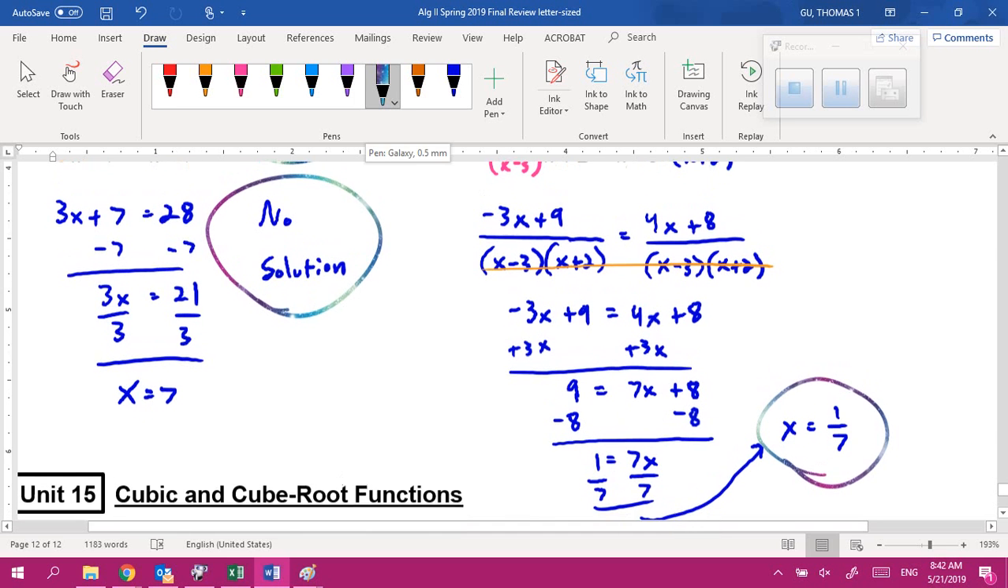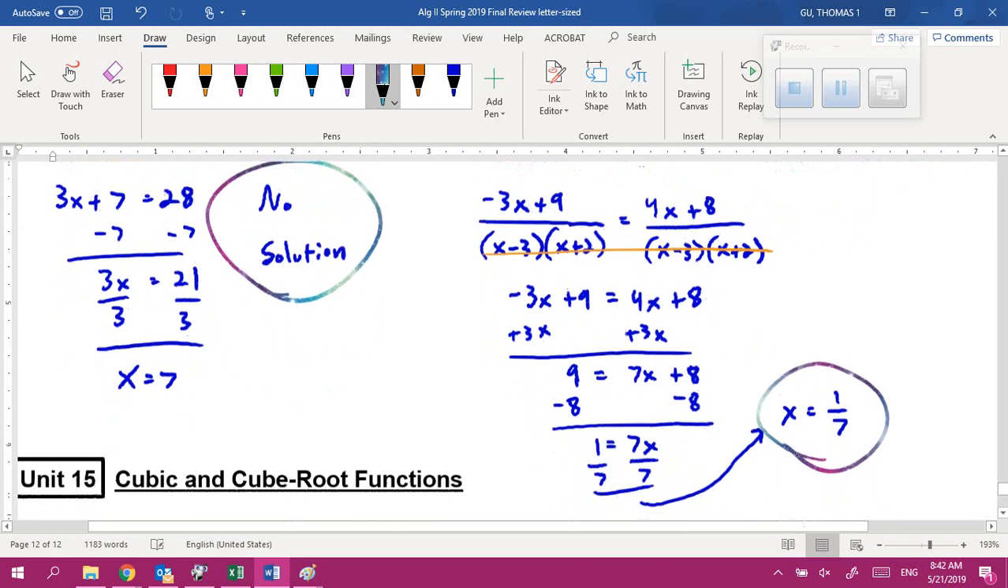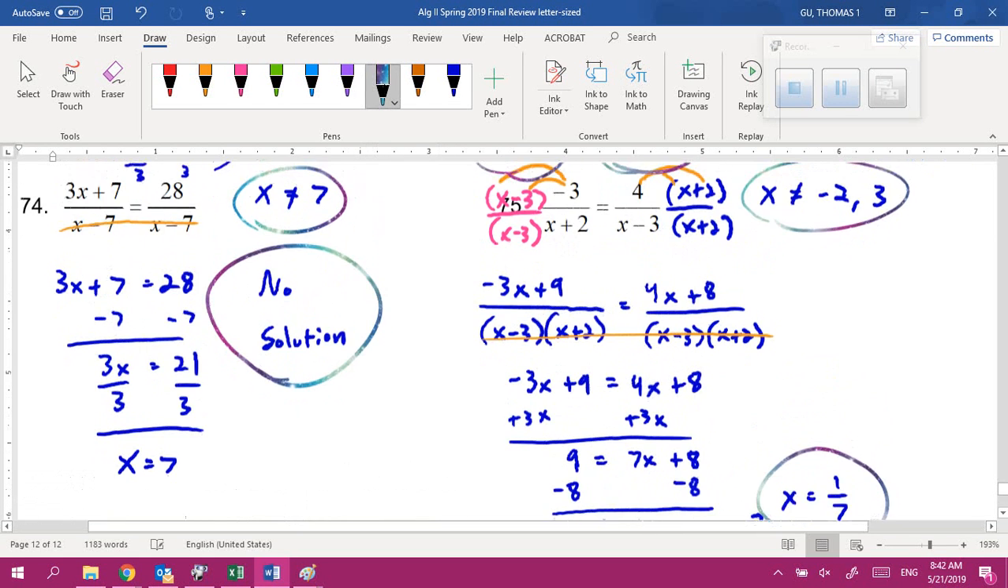And so is this a valid solution? Yes, because this is not one of my restrictions. So x equals 1 over 7 is the answer for number 75.